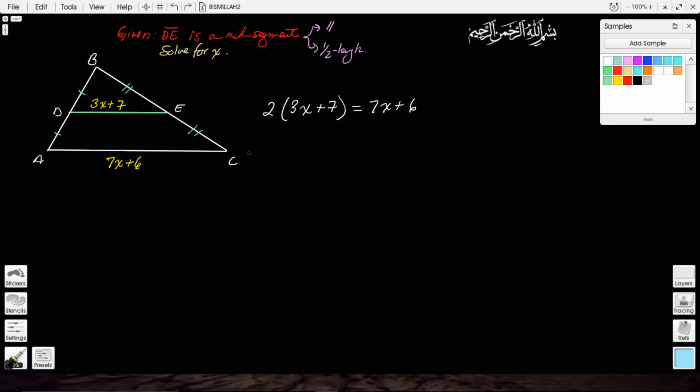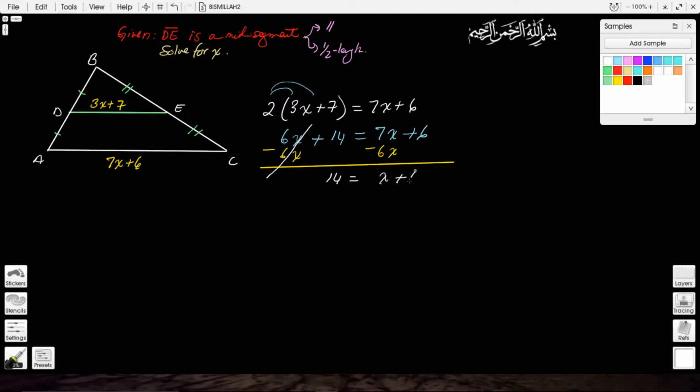Okay, and then we distribute, so it'd be like this. So this is 6x plus 14 equals 7x plus 6. Now I'm going to bring variables to one side, so I'm going to subtract 6x from both sides like this, and then I am going to have 14 equals x plus 6. Okay, and then I subtract 6 from both sides like this, and then I have x is equal to 14 minus 6, which is 8. Right? Yes, there we go. So there we have it.